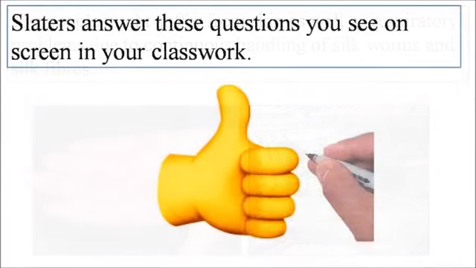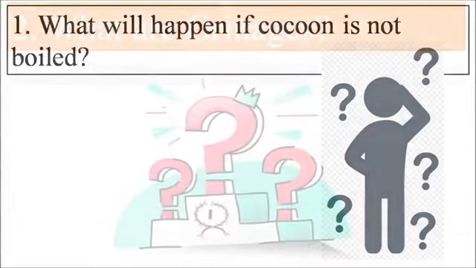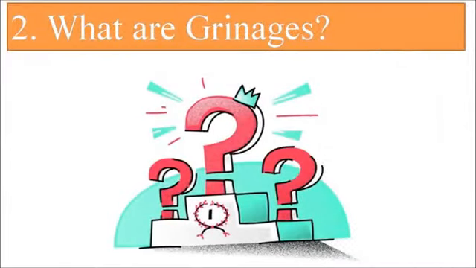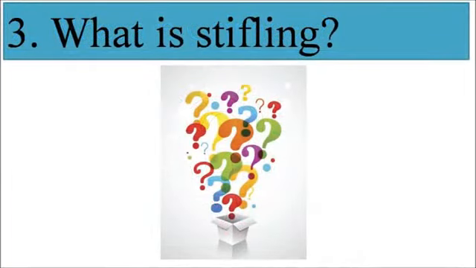So let us answer these questions you see on screen in your classwork. Your first question is, what will happen if cocoon is not boiled? Your second question is, what are grenages? And your third question is, what is stifling?